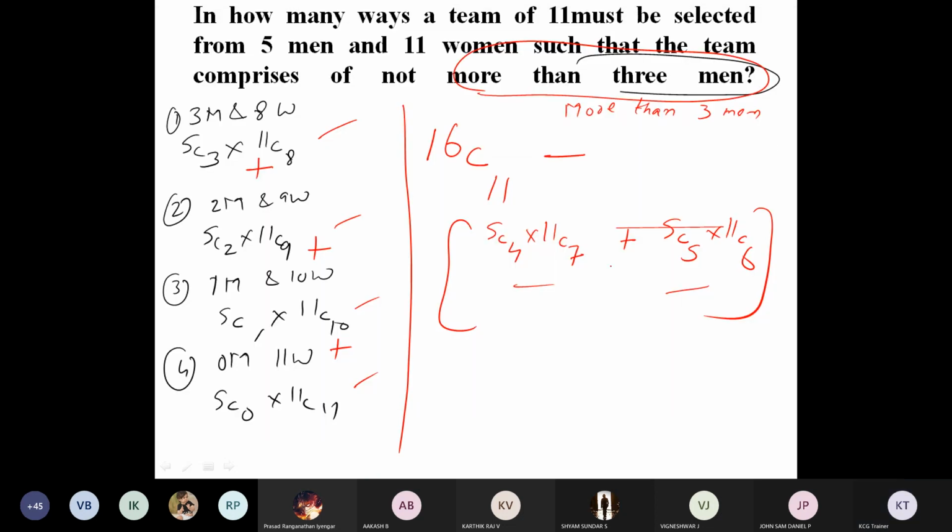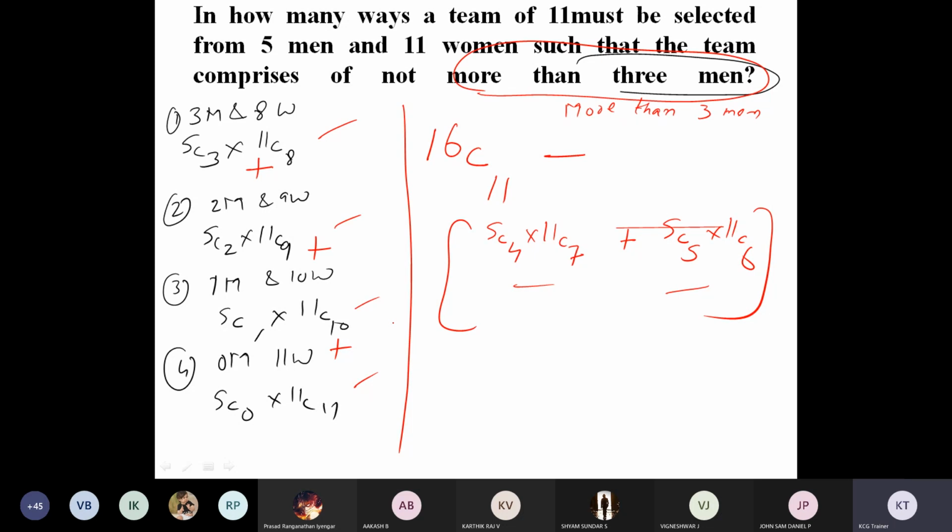11C7. Okay, see. In the shortcut method, we have to choose those possibilities which are against the conditions. What is the condition? That select not more than 3 men. The condition is given in the question that we have to select maximum 3 men, not more than that. What we have to do in the shortcut process, we have to select more than 3. They're telling not to select, but we have to do that. More than 3 men means the next possibility of men should be 4.